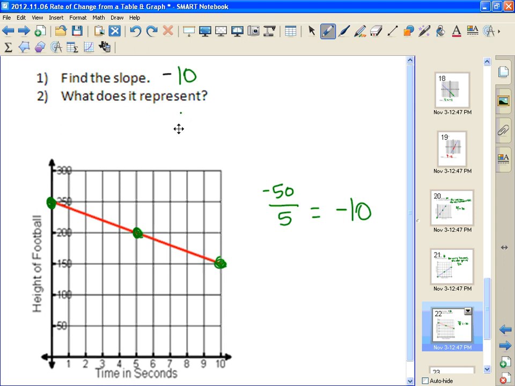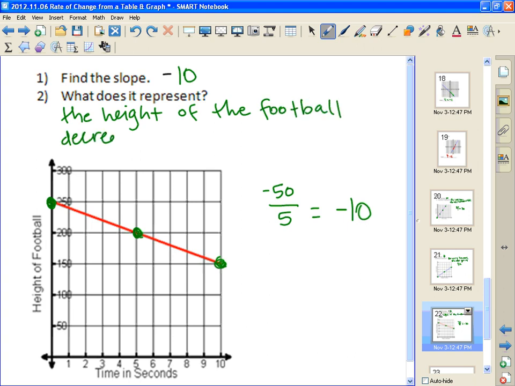And then it says, what does it represent? So for that, I would say the height of the football decreases 10 feet every second.